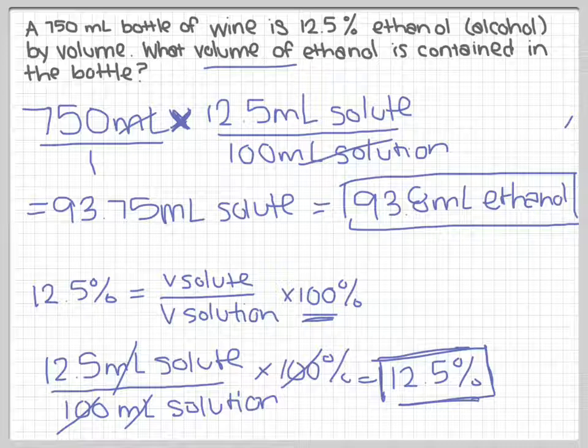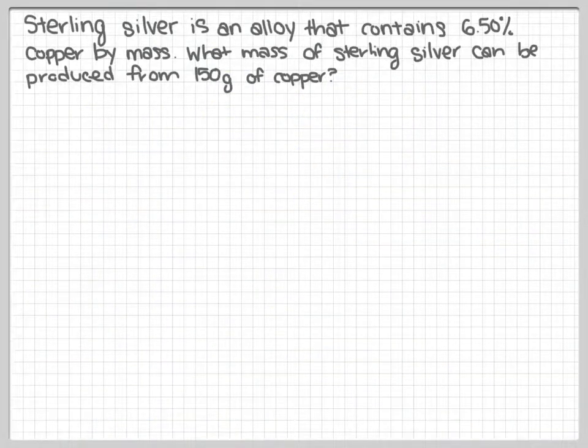So we're going to try our next problem using concentration as a conversion factor. Sterling silver is an alloy that contains 6.5% copper by mass. What mass of sterling silver can be produced from 150 grams of copper? Now what I'd like you to do is pause the recording right now, try it on your own, and come back when you're ready.